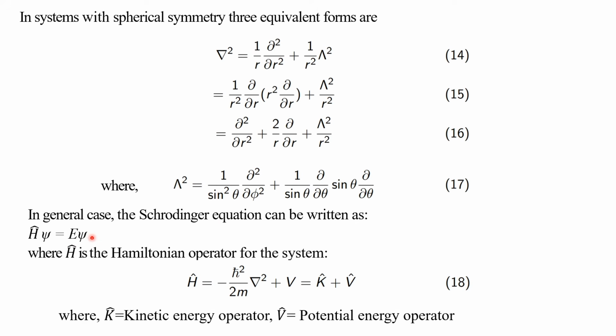So, H psi is E psi, where H is the Hamiltonian operator for the system. The Hamiltonian operator consists of a kinetic energy term as well as a potential energy term, and psi is the wave function. As I mentioned, this term is the kinetic energy term, and this term is the potential energy term. Or we can say this is the kinetic energy operator, since H is an operator, and V is the potential energy operator.